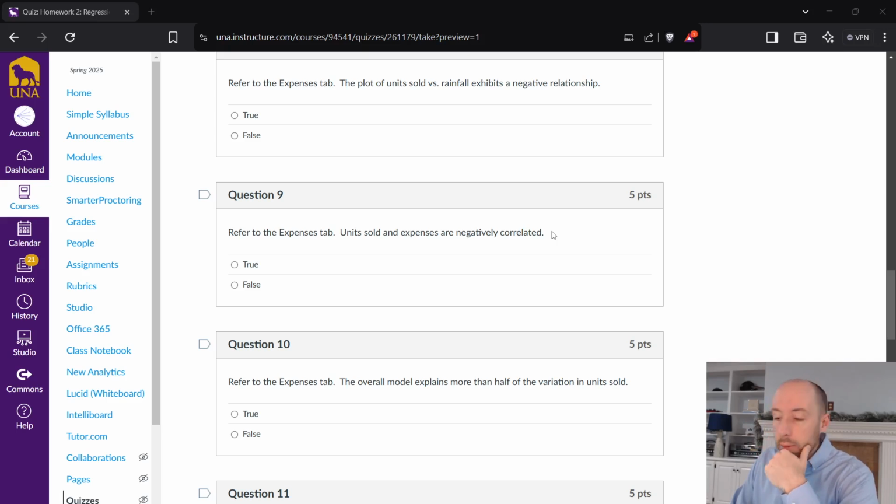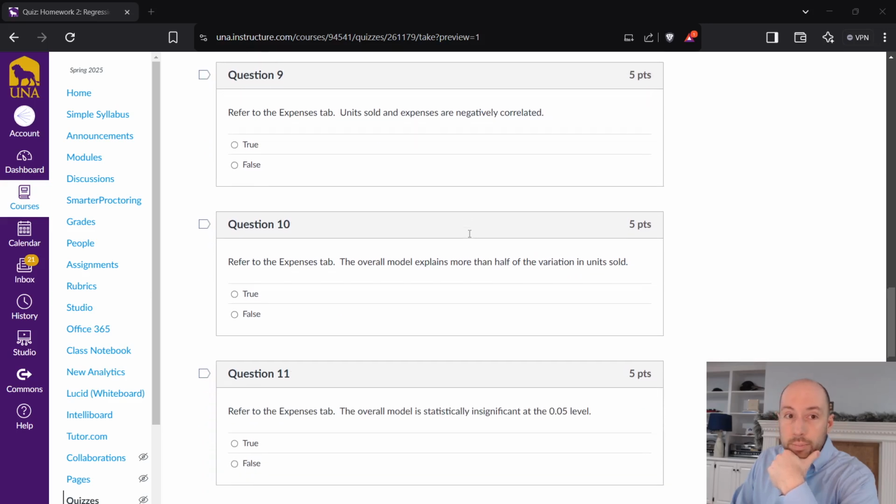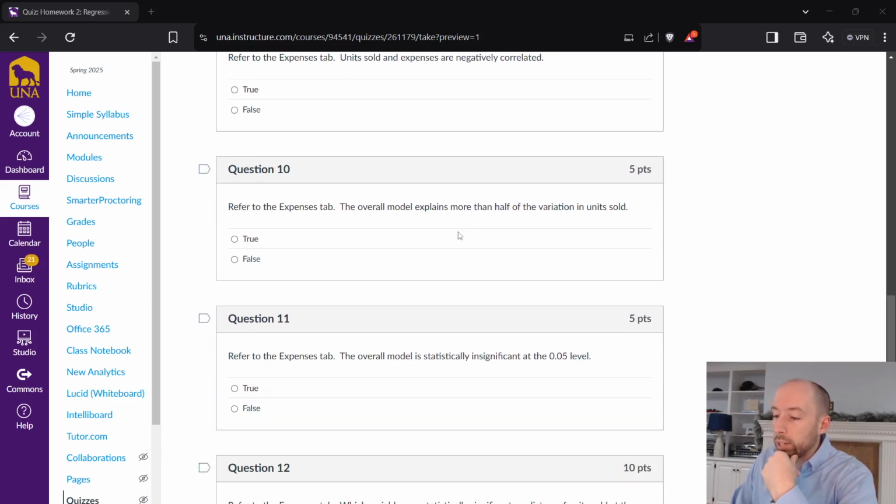It's the same question, right? So units sold and expenses are negatively correlated. We'll find out. Refer to the expenses tab. The overall model explains more than half of the variation in units sold. Is R squared greater than 0.5?